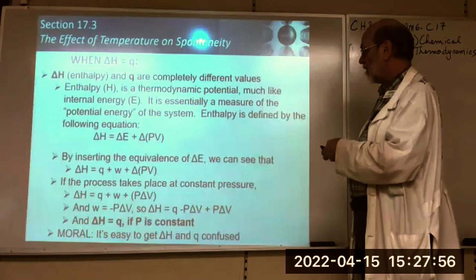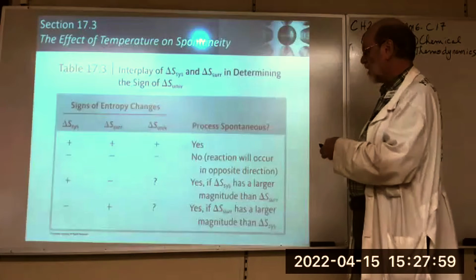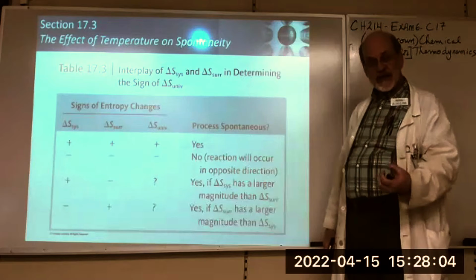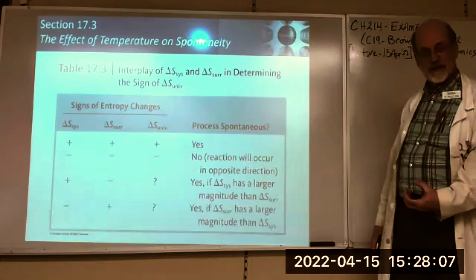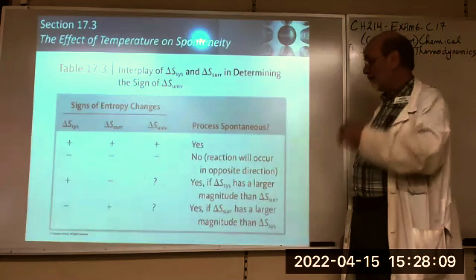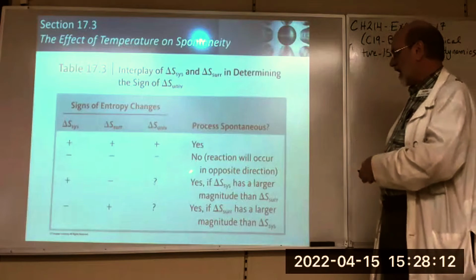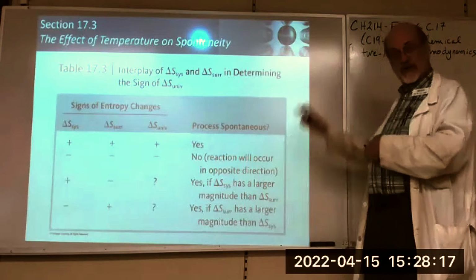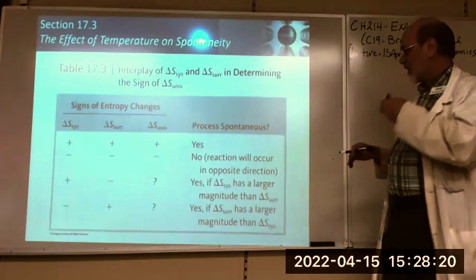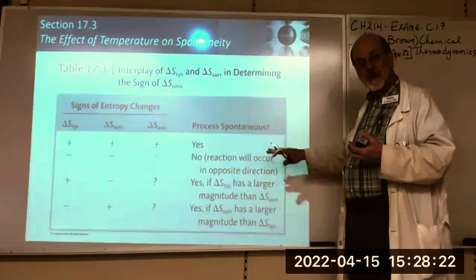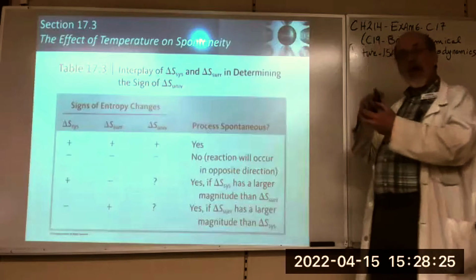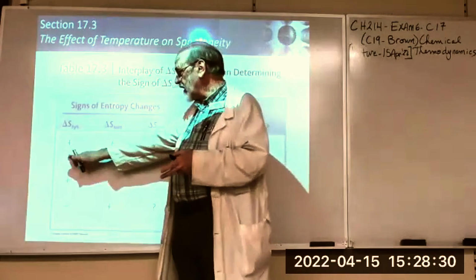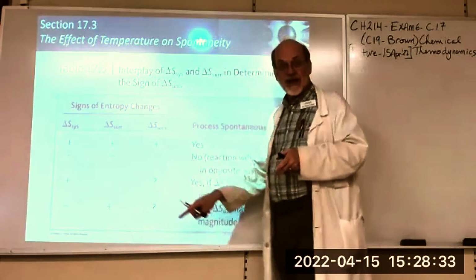If delta S for the system, if entropy in the system is decreasing and entropy in the surroundings is decreasing, and that can happen both at the same time, then when you add those together, that reaction will not occur in the forward direction as written. So that process is not spontaneous as written. But in the opposite direction, it is spontaneous, because if you go backwards, then this becomes positive, that becomes positive, and the total is positive now.